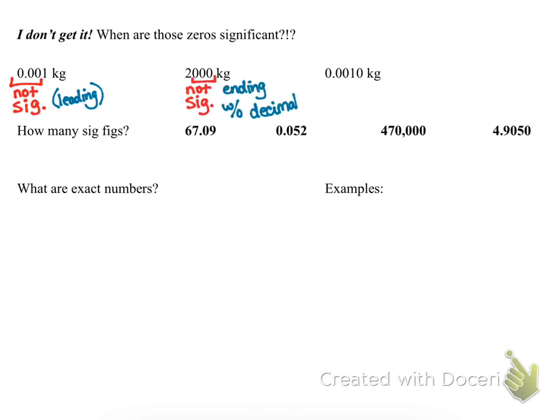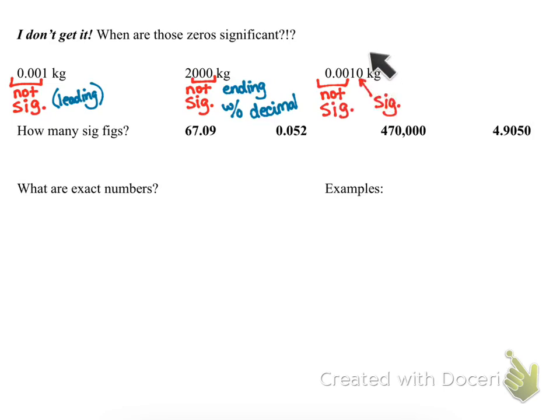In the next number here, it's 2,000. Note that there is no decimal in this number. So the zeros here are placeholders. They're ending zeros, and they're not significant. So just the 2 is a significant digit here, and 2,000 has one sig fig.